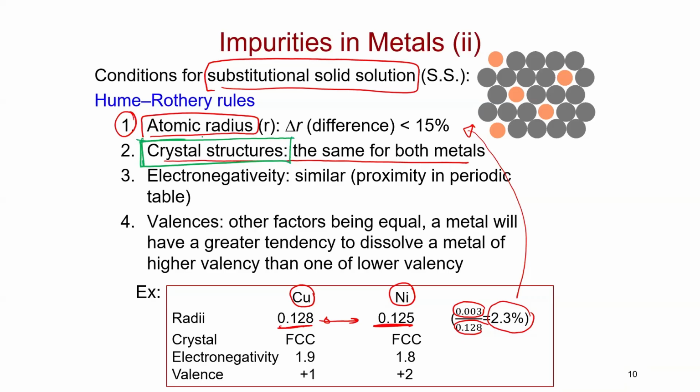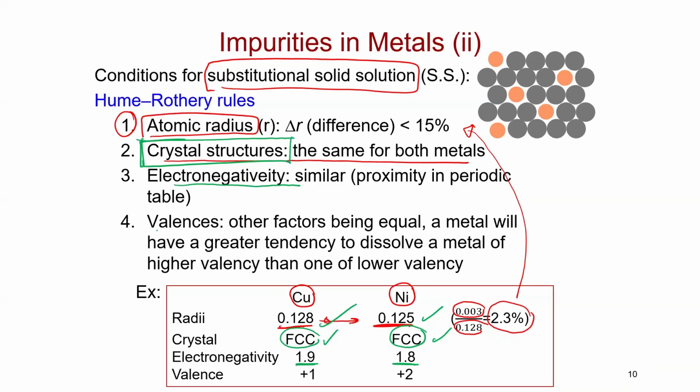So both elements should have the same crystal structure. These two are both FCC, FCC. So that is also satisfied. The radius requirement is satisfied, and the crystal structure requirement also needs to be satisfied. They both should be in the same crystal structure. And the electronegativity should be similar. Electronegativities should also be very close to each other. You can see electronegativity is 1.9 and 1.8, so they are close as well.